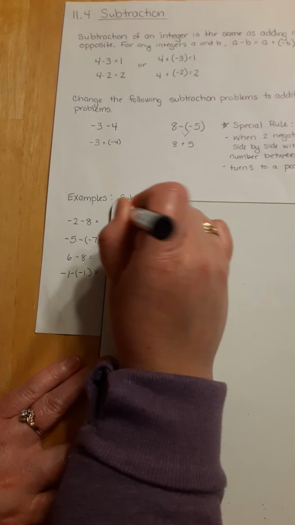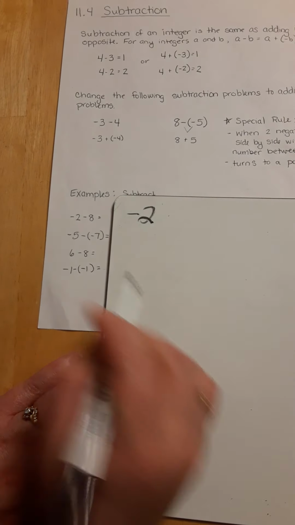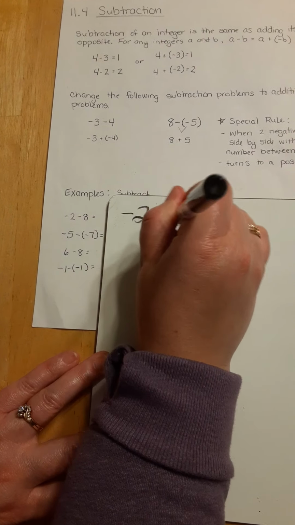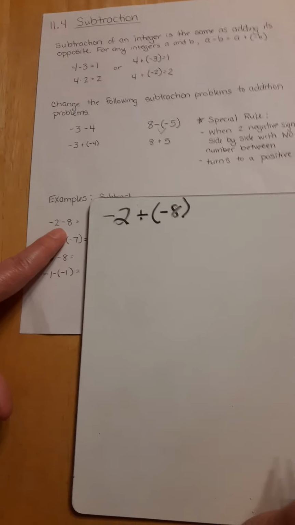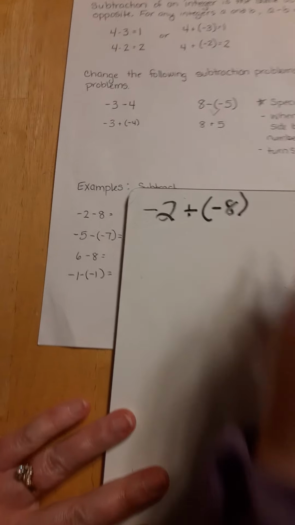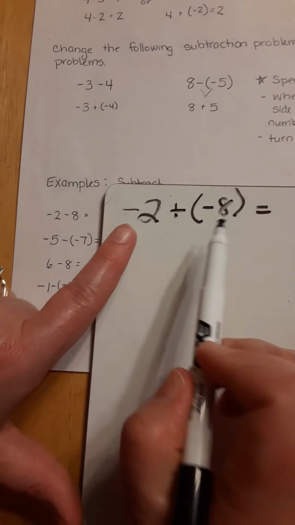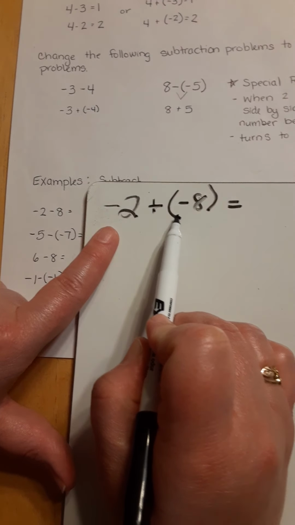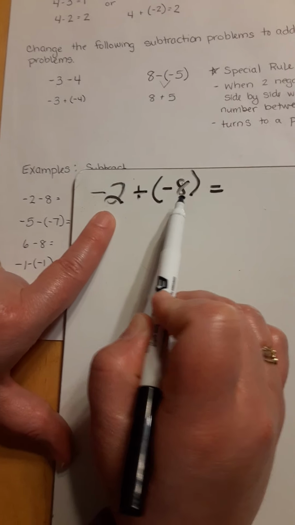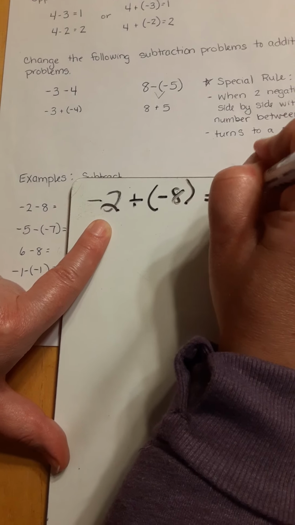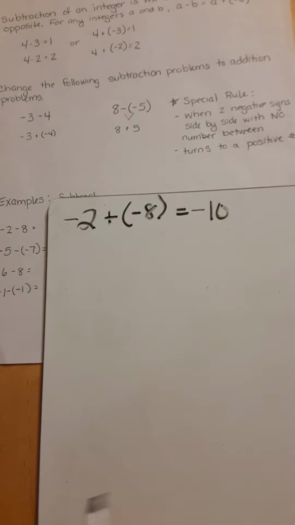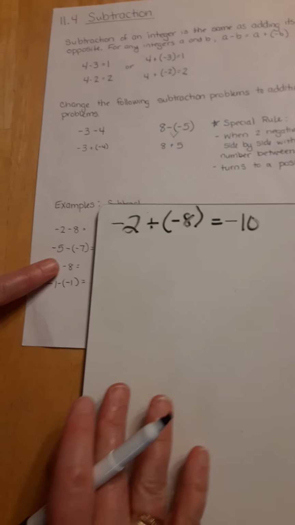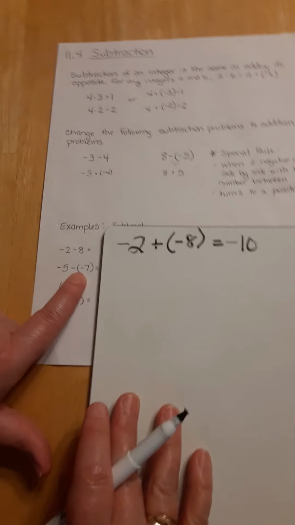So here I have negative 2 plus a negative 8. Okay, so I took that, added it to the opposite of 8, and now both the signs are negative. So I have to add 8 and 2 together to get 10, and I use the sign that they are, which is a negative.